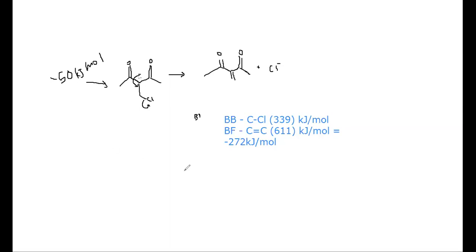What can we say about the overall process? Negative 50 and negative 272 ends up being what? Negative 322? Is that right? Yes, for both of those steps. Because the point I'm trying to make is that the first reaction we did and this reaction are two steps of the same overall reaction. So it's a two-step process. So it ends up being 322 kilojoules per mole.